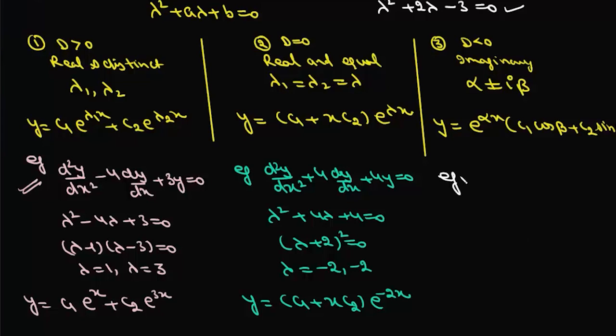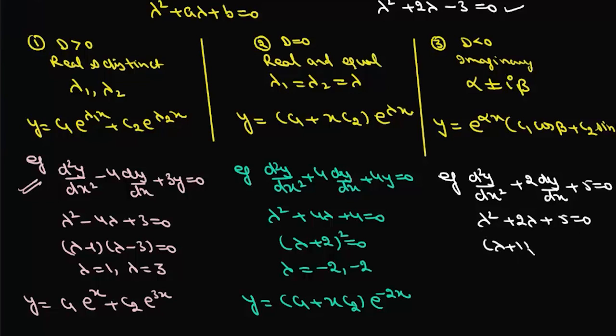Let's take another example. Say, for example, the equation is d2y by dx square plus 2 dy by dx plus 5 equals to 0. Its characteristic equation will be lambda square plus 2 lambda plus 5 equals to 0. Now this is lambda plus 1 whole square equals minus 4, or lambda is minus 1 plus minus 2 iota.